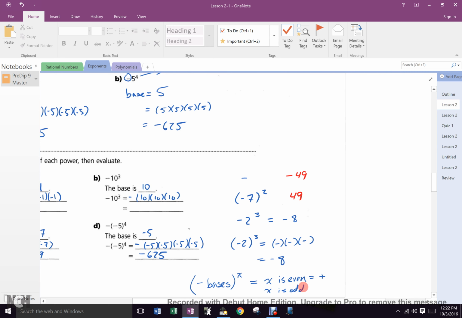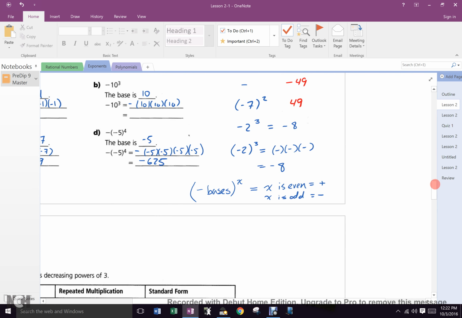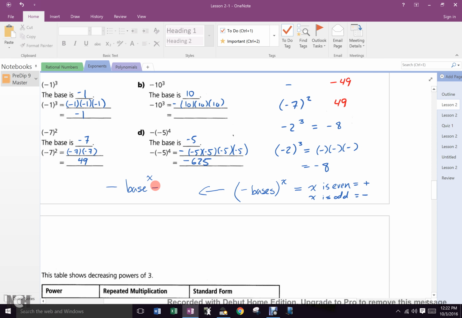When x is odd, the answer is negative, yes? But a negative base to x is always what? Negative. That is always negative, because there's a negative out in front. It doesn't matter what the exponent is, because that negative sign says the next thing that you see is negative. Okay? Everybody understand? All right. Next.